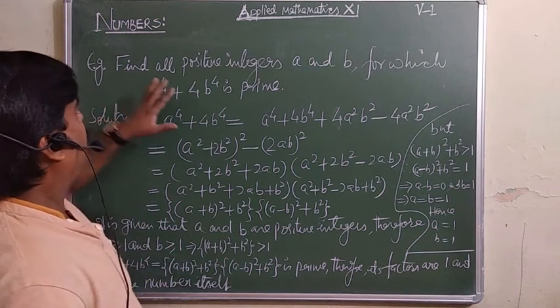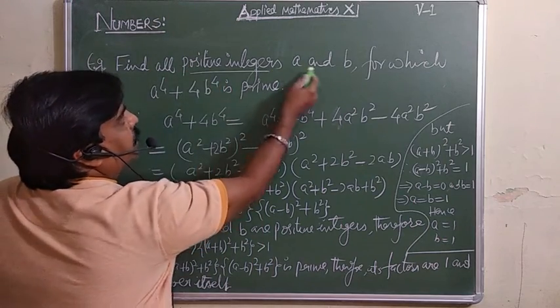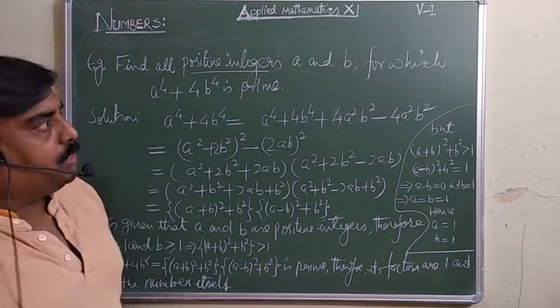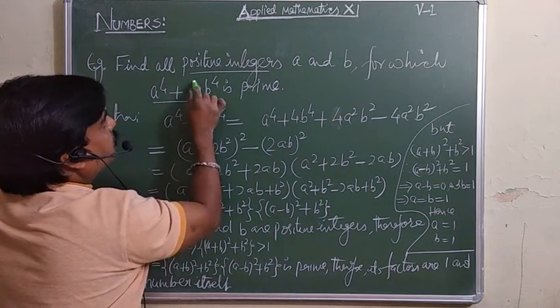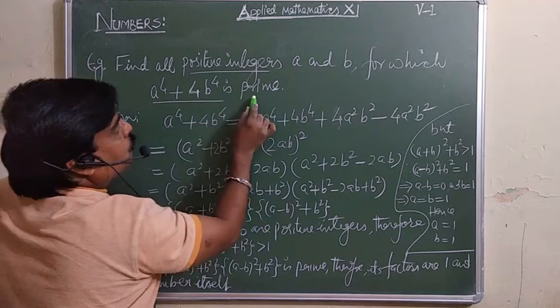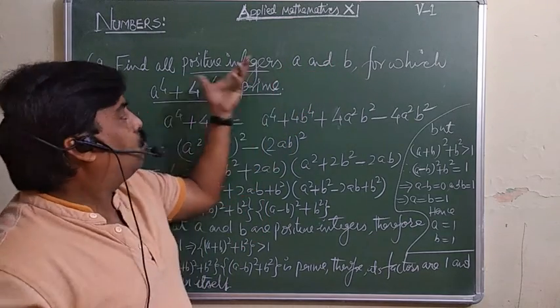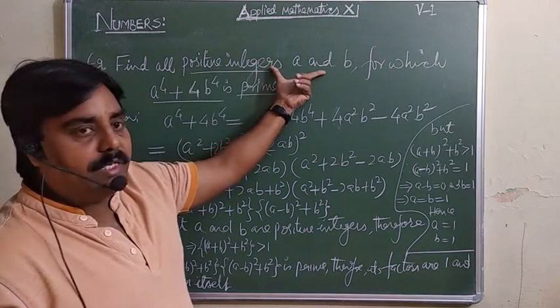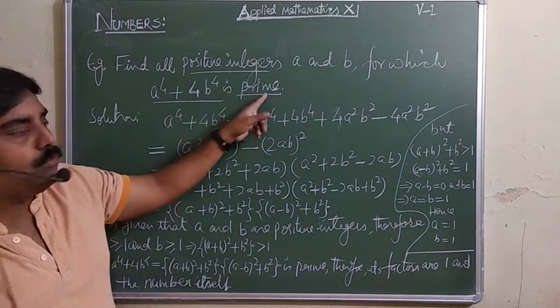Now, one problem we are taking. Find all positive integers a and b, any two positive integers, for which a raised to 4 plus 4 into b raised to 4 is a prime number. This means we are supposed to search for the numbers a and b, any positive integers, for which a raised to 4 plus 4 into b raised to 4 must be prime.